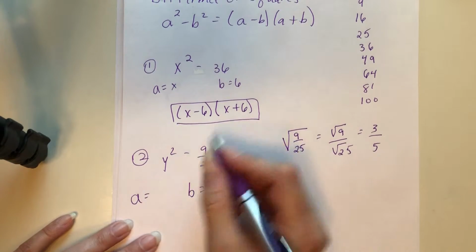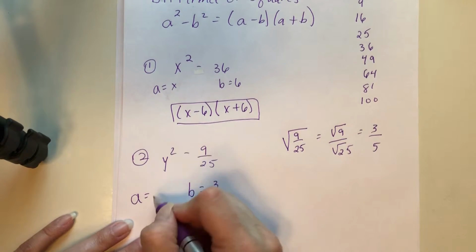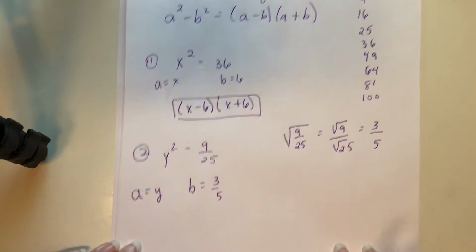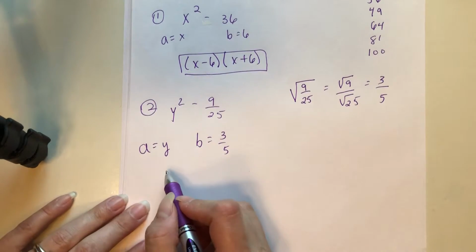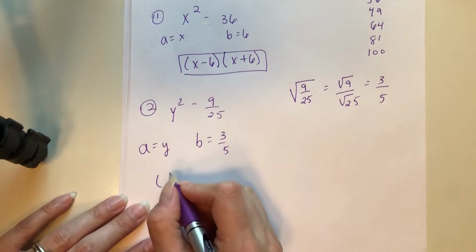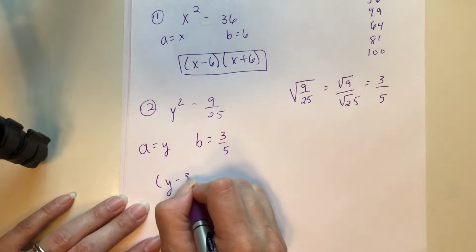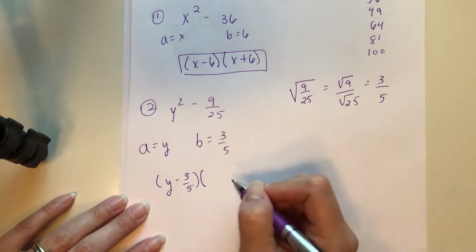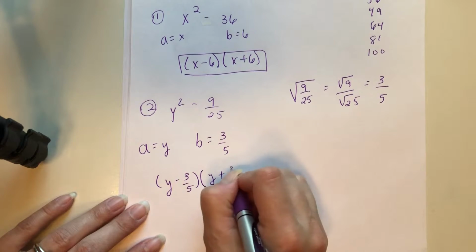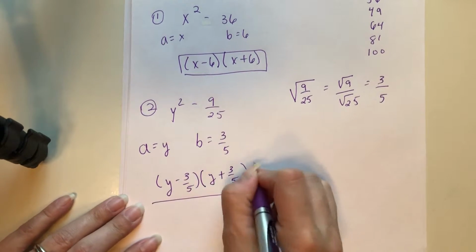And A for my formula is the square root of my first term, so A is y. So just put it into my formula. I need A minus B, so that's going to be y minus 3/5 times A plus B is y plus 3/5. And that's my answer.